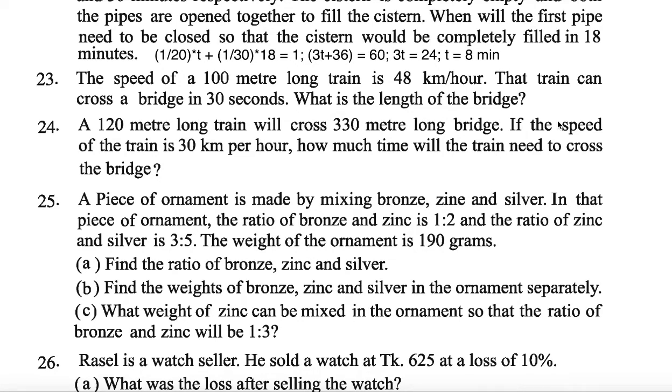Speed of a 100-meter long train is 48 kmph. The train can pass a bridge in 30 seconds. What is the length of the bridge? Okay, let the length of the bridge be x meters.